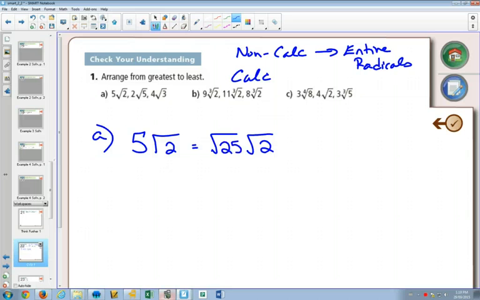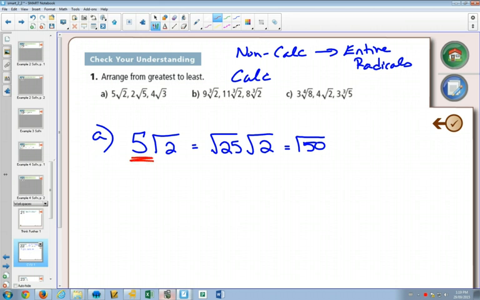by saying 5 is equal to the square root of 25. And if I have the square root of 25 times the square root of 2, I get the square root of 50. I can't multiply 5 times 2 like this, but if I have them both as square roots, then I am allowed to multiply them together. So root 25 times root 2 is root 50.